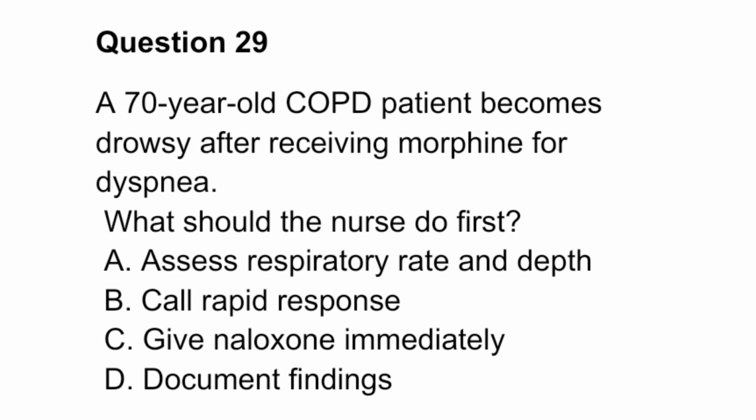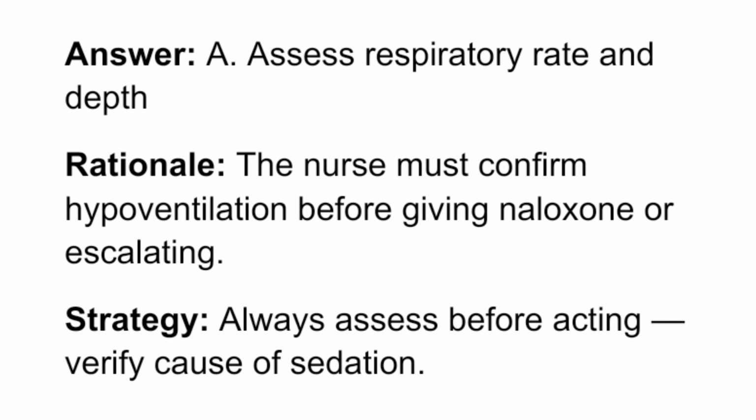Question 29. A 70-year-old COPD patient becomes drowsy after receiving morphine for dyspnea. What should the nurse do first? A. Assess respiratory rate and depth. B. Call rapid response. C. Give naloxone immediately. D. Document findings. Answer: A. Assess respiratory rate and depth.